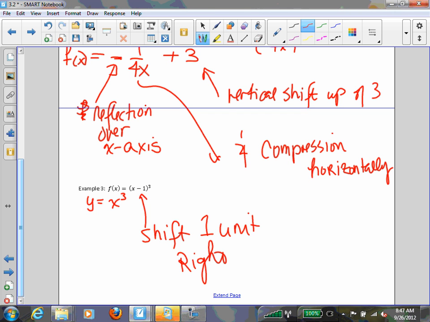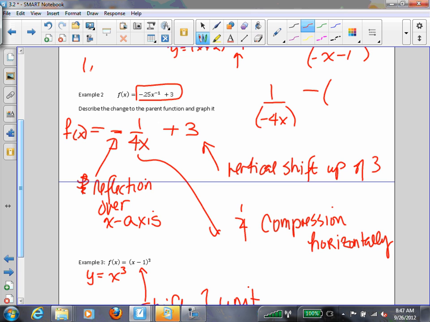The parent graph, again, is just 1 over x. Well, if it's got an x in the denominator, it's 1 over x. If it's cubed, it's x cubed. If it's square rooted, parent is just the square root of x. Ignore all the other junk, and just look at the x and what's going on. Is there an exponent or a root or something like that? Allie?